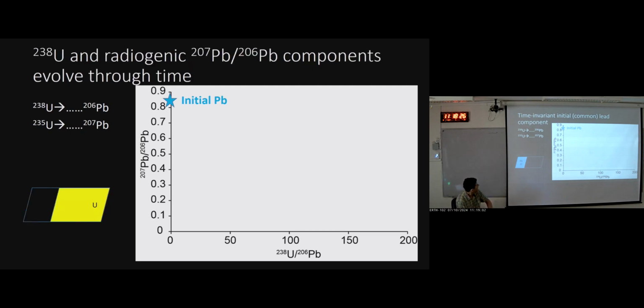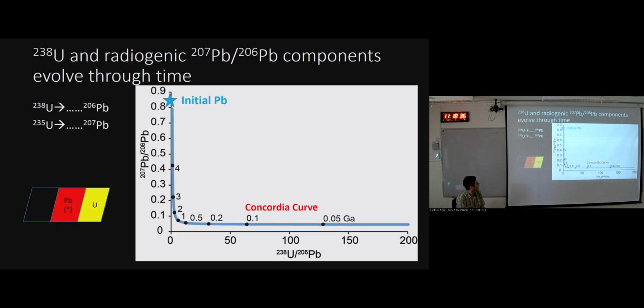And then if we focus on the uranium compartment, well, over time, this uranium is going to decay to radiogenic lead. And this compartment will evolve over time along this trend, also called the Concordia curve. So at 50 million years, it would be here, and at 100 million years, it would be here. At 4 billion years, it would be here.